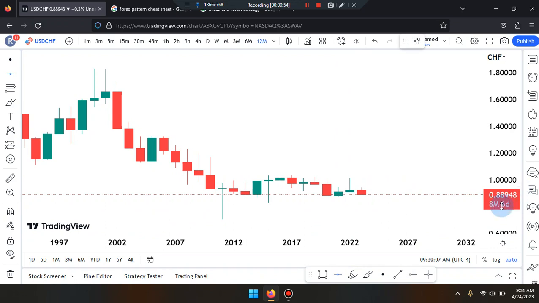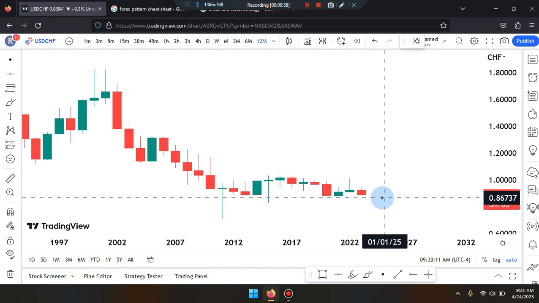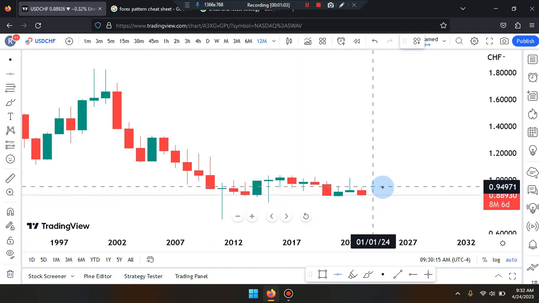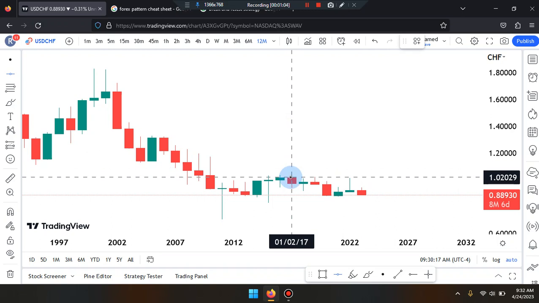Current price is sitting at 0.88942. So if price pushes up further, we are looking for price to tag that red and green within that area, which will be over to the left-hand side, nearing the numbers of 1.02029.